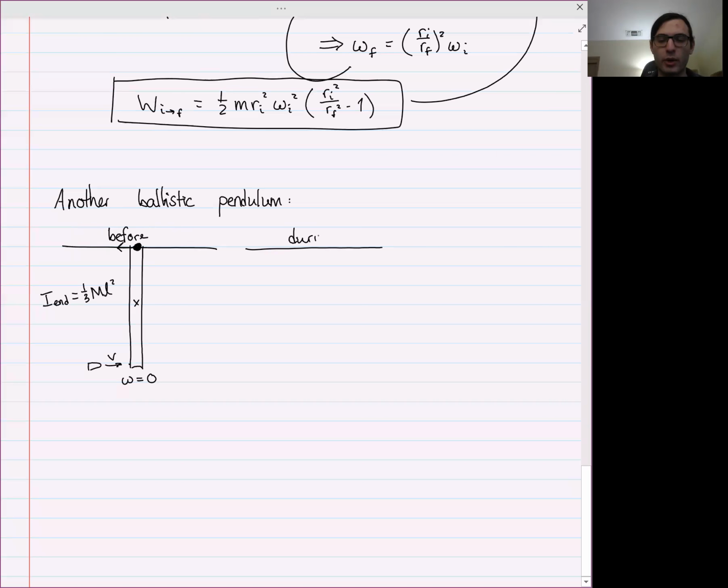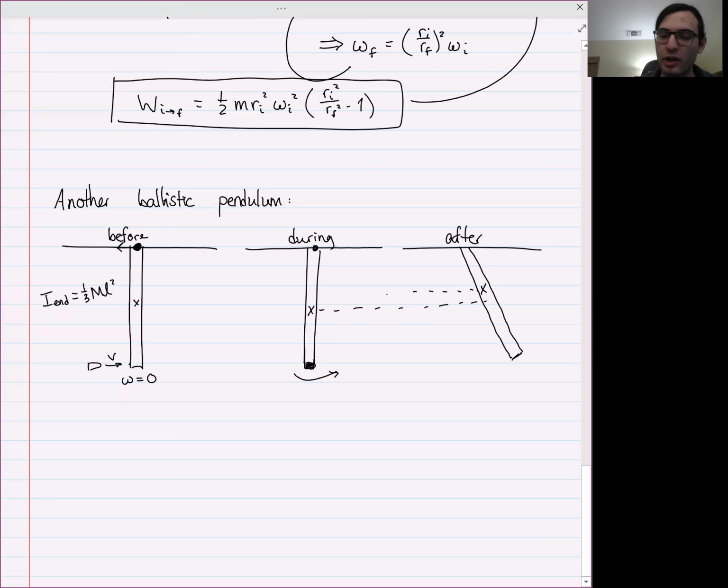So let me just draw this out really quick. After the collision, which happens sufficiently fast, the bullet is buried in the bottom, and then it starts to swing, and we do the standard thing where the rod swings upward. I drew this kind of poorly, but the center of mass should be lifted up slightly because it swings up, right? And the bullet's still down here.